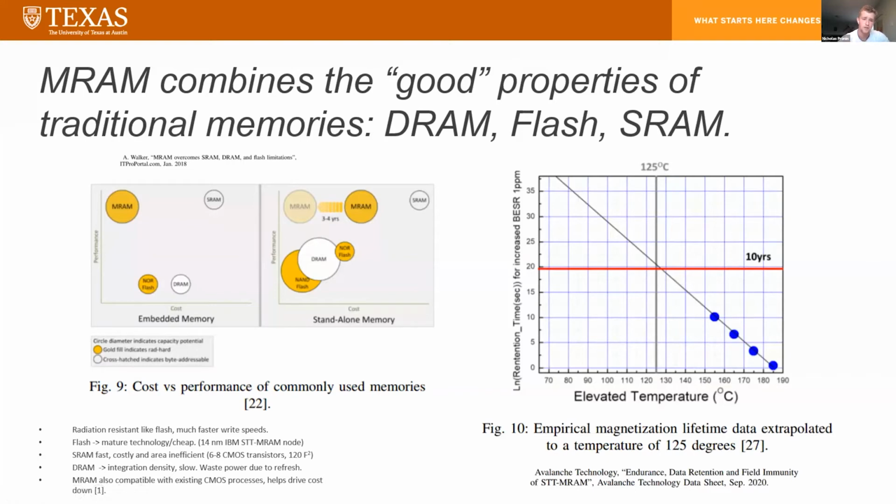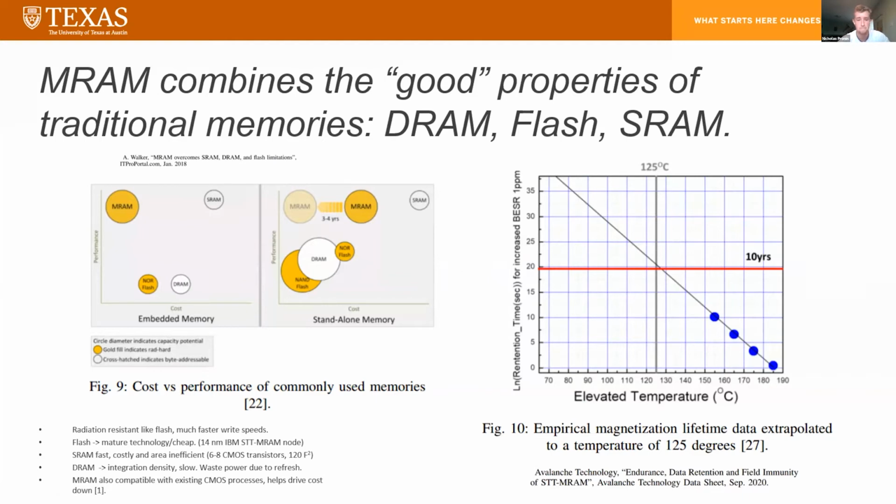And then finally comparing MRAM to DRAM. DRAM is the memory that can achieve the highest integration densities, at least historically, but it's also relatively slow. MRAM has been shown to achieve the same integration densities while being much faster, and you also don't need to waste power on refreshing the state of the memory. So basically, MRAM combines the favorable aspects of all these different existing memories and puts them into one.